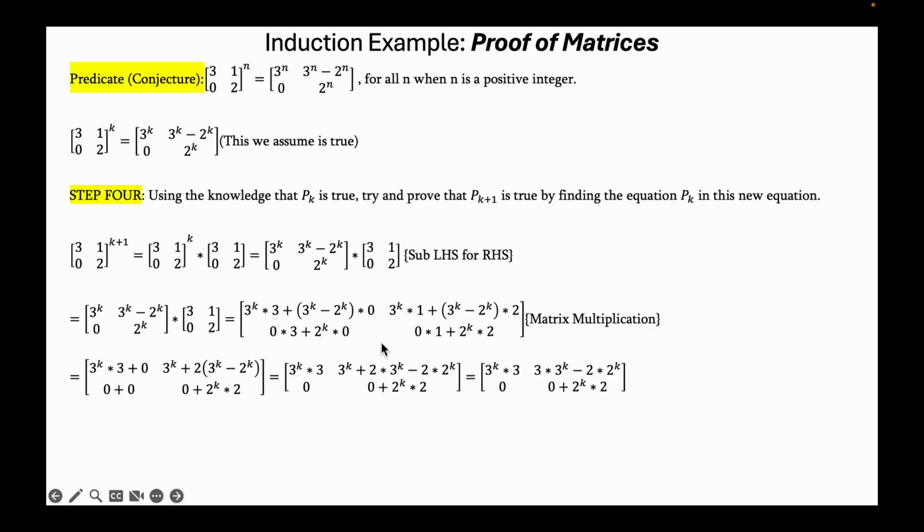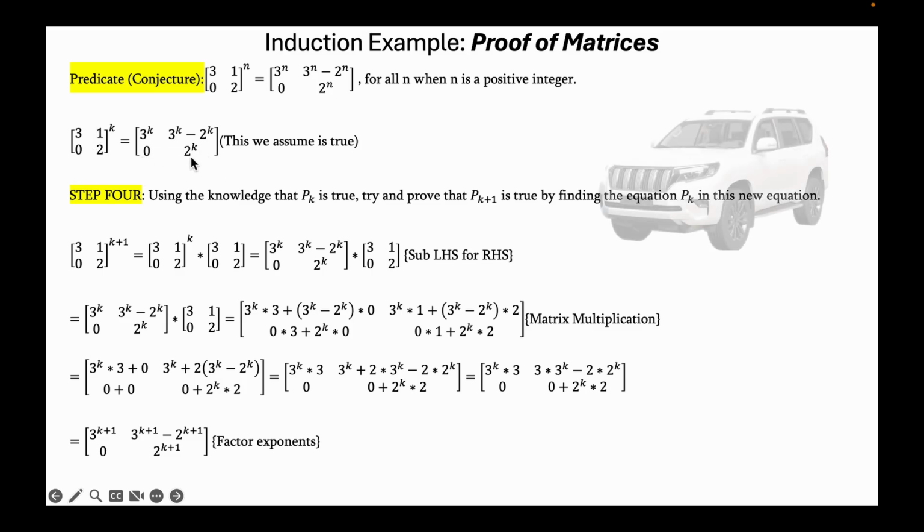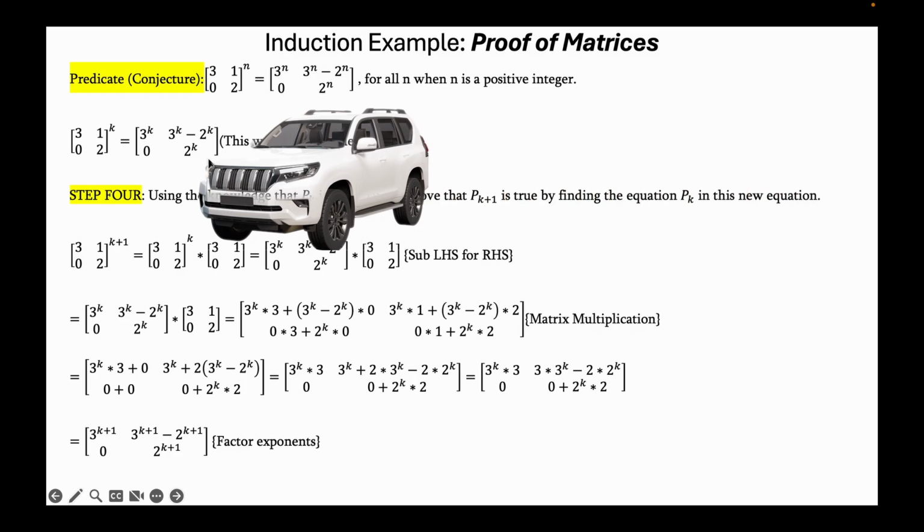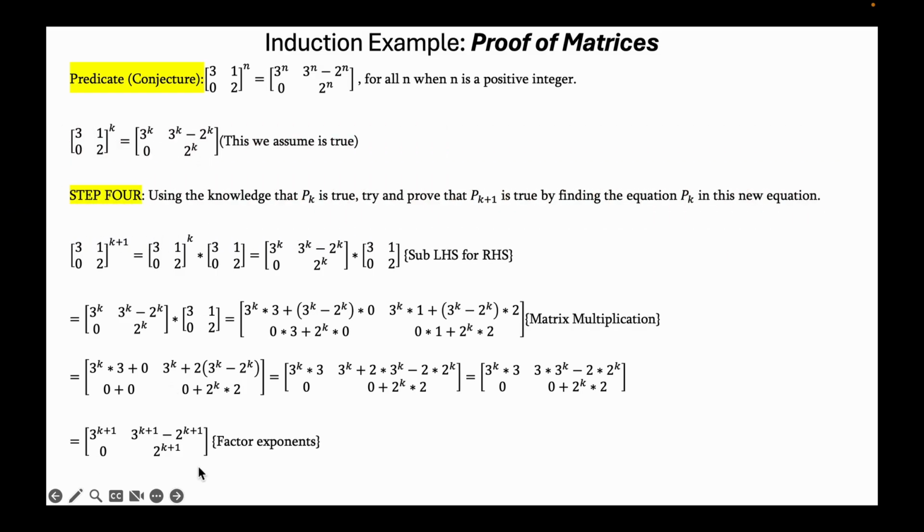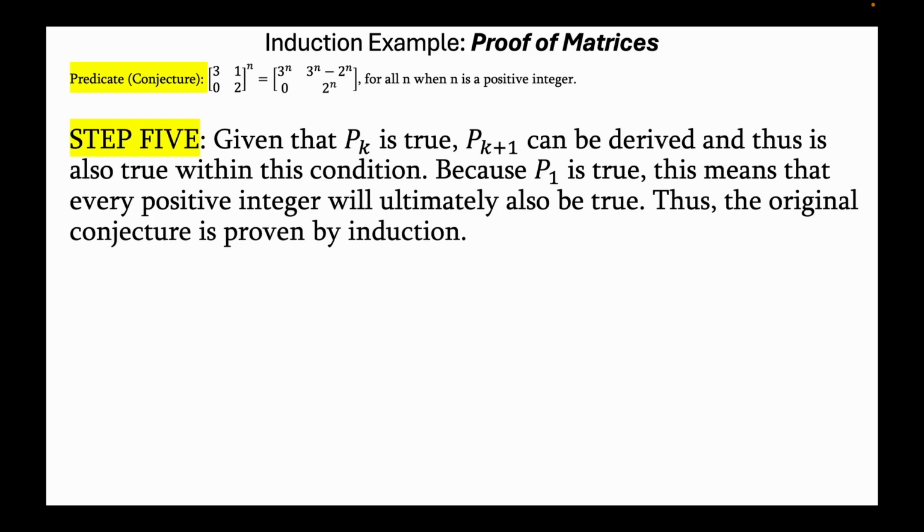By multiplying, we have some really ugly maths here. We can simplify that down to 3 to the k plus 1, 3 to the k plus 1 take 2 to the k plus 1, 0, and 2 to the k plus 1, which checks out. If we go back here, we know that this to the k is equal to these numbers to the k, and then if we do it to the k plus 1, then they all have 1 added to them. Either trust me on this or do all the working out yourself, or I don't know, read what's written on here. We can say that given P of k is true, P of k plus 1 can be derived, and thus is also true within the condition.